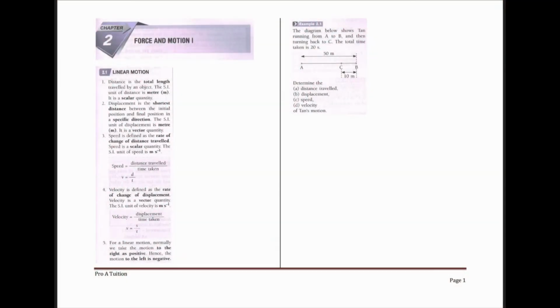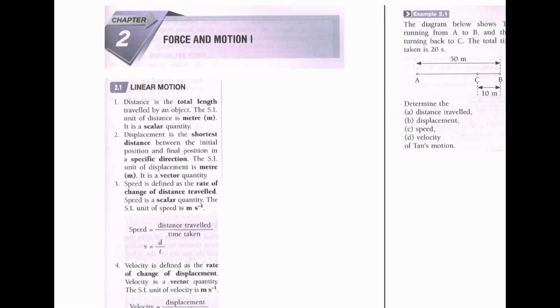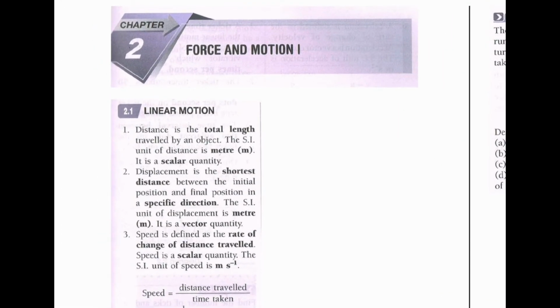So chapter 2, force and motion, part 1. We have 2.1, linear motion. The first point: distance is the total length traveled by an object. The SI unit of distance is meter, m. It is a scalar quantity. I hope you still remember, scalar quantity means a quantity with magnitude without direction.